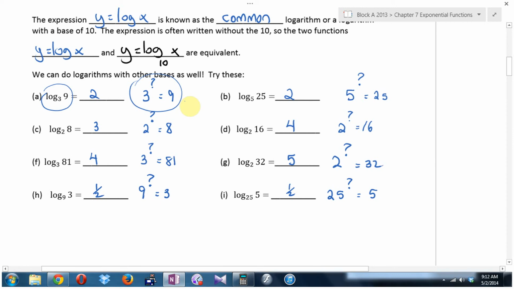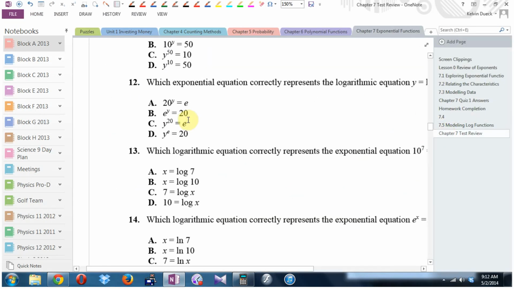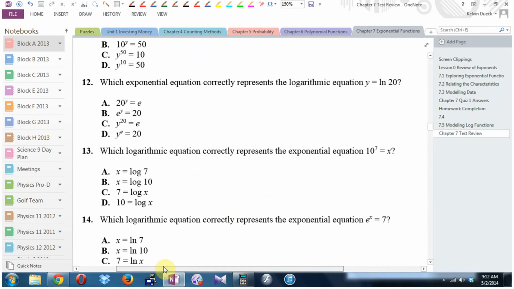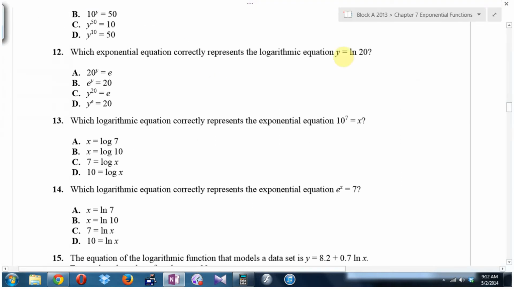So what did number 12 say? Go look at number 12. It says, which correctly, so this is y equals ln of 20. Okay, let's write it right here, Mr. Dueck. Y equals ln of 20. Now remember, this is the same as the log base e of 20. That's what natural log means. Ln is base e. I can write this as an exponent.